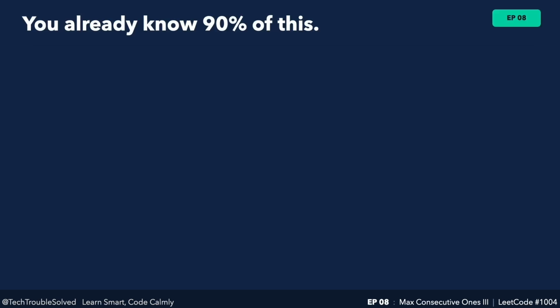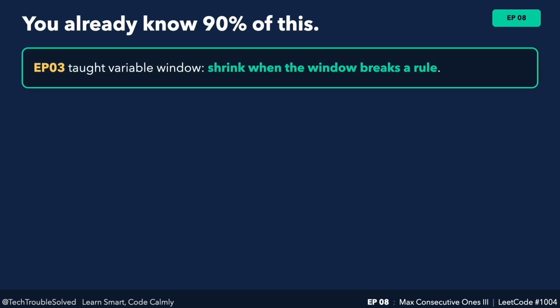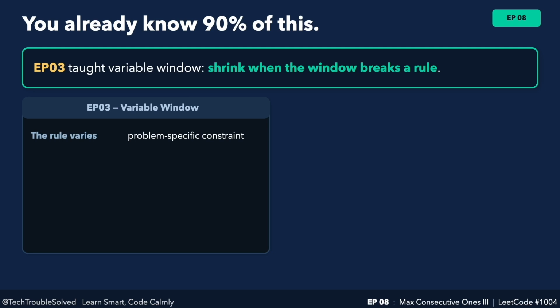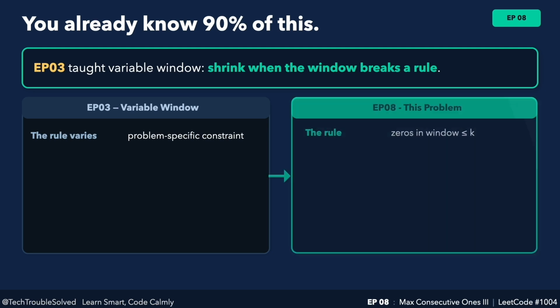Here is what I love about this problem. If you have been following since episode 3, you already know almost everything. You already know 90% of this. I mean that literally. Episode 3 variable window. Shrink when the window breaks a rule. Expand right freely. The moment something goes wrong, shrink from the left. Let me go row by row. The rule. Episode 3 has a problem specific constraint. Episode 8: zeros in window less than or equal to k.